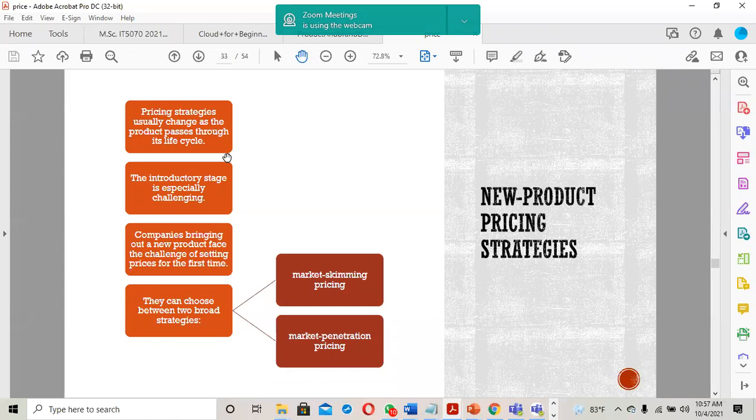Or else your company has been in the market for a couple of years now, and you are introducing this new version. Okay, so when you are doing that, there are two main strategies that you can use to set the prices. One is market skimming pricing, and the other one is market penetration pricing. Okay, so we will look at each one of them in more detail.